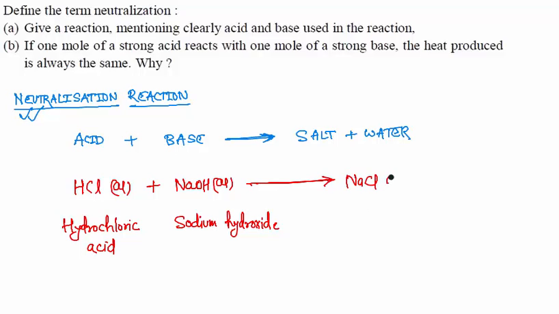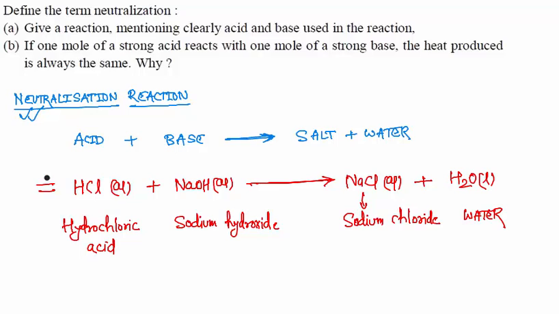And after this reaction they are forming what? NaCl, again aqueous. And what is the name of this salt? Sodium chloride, plus H2O, that is liquid, and this is water. So this reaction is your neutralization reaction, where HCl, aqueous hydrochloric acid, is reacting with NaOH, sodium hydroxide, giving you sodium chloride, that is salt, and giving you water.